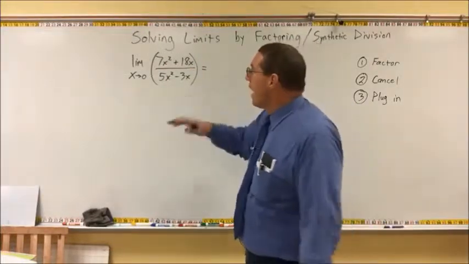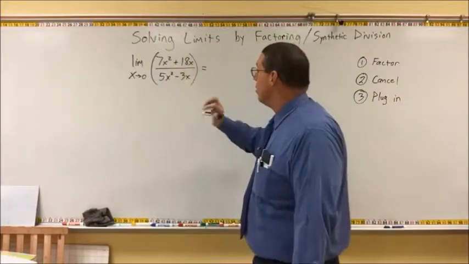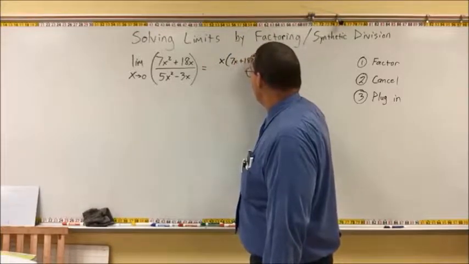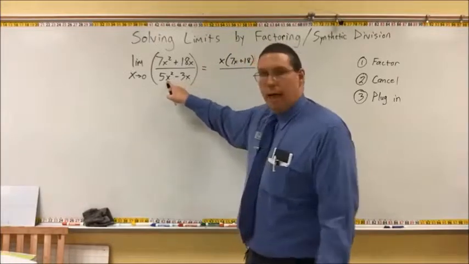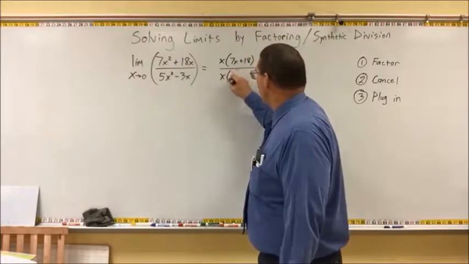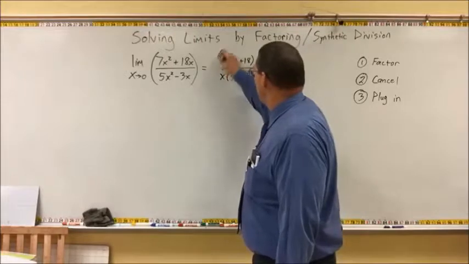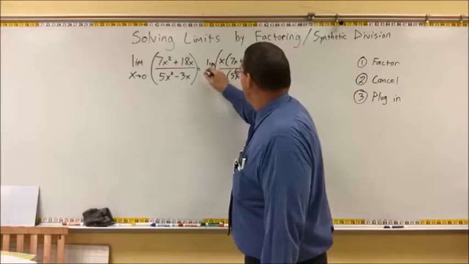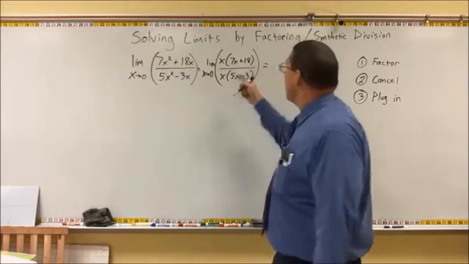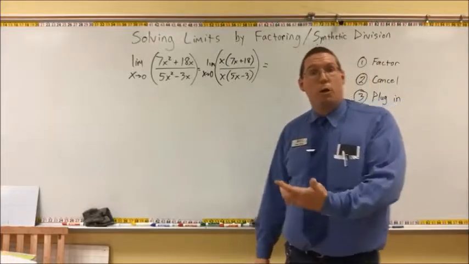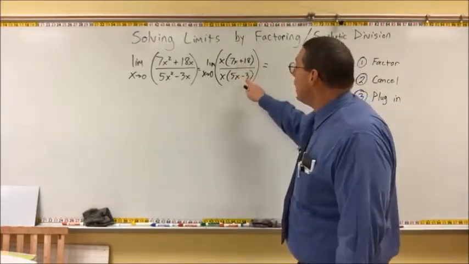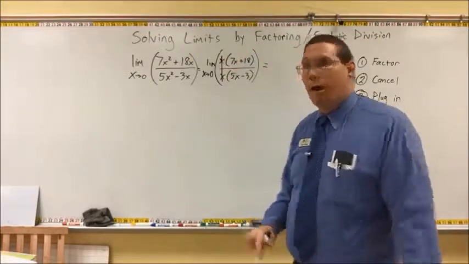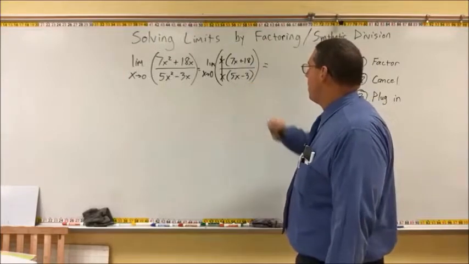All you have to do is factor an x out of here and here, leaving you with x times 7x plus 18 over, and you can factor an x out of the bottom, x times 5x minus 3. The limit as x approaches 0, right? So now, check this out. We factored, now we're going to cancel. But we're not canceling the binomials, we're canceling the x. These x's are going to cancel out. Now all you have left is 7x plus 18 and 5x minus 3.